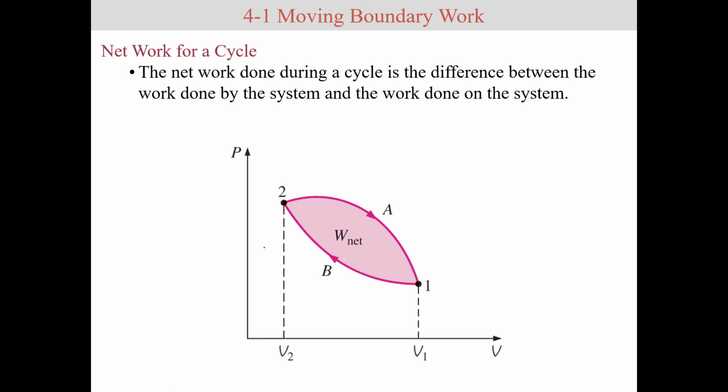If I'm looking at a cycle, the net work done during a cycle is the difference between the work done by the system and the work done on the system. So let's say I have a simple cycle of two processes. I start at state 1, I go from state 1 to state 2, and then back to state 1.